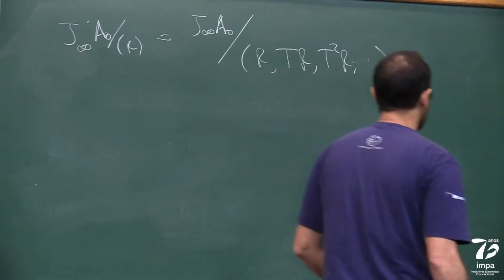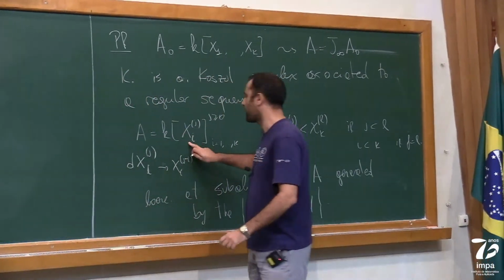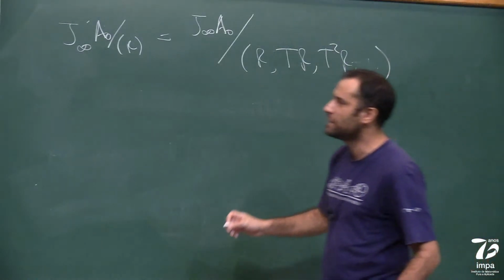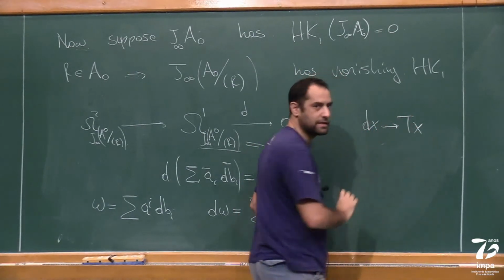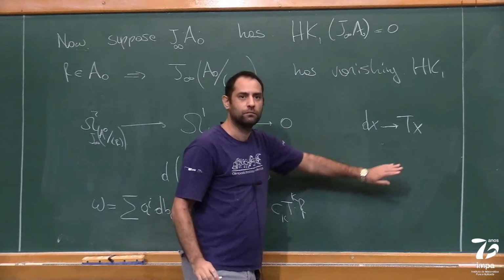No, this was just to identify the regular sequence with the random difference. The differential sends dx to tx. So that's the differential in general: you have a dx, just put a t instead of a d and contract that.